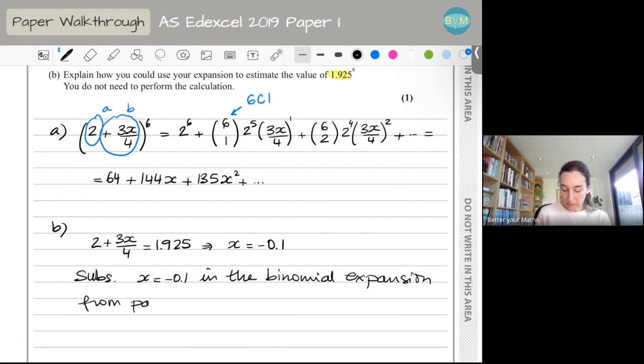From part A. And that's it. That's the only thing you are going to do. And if you have to do the calculation, you substitute here and then you find a value with the calculator.